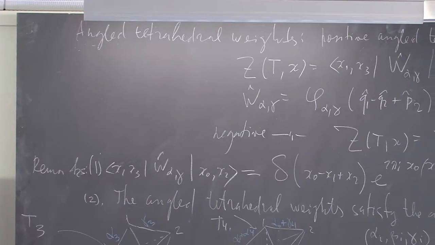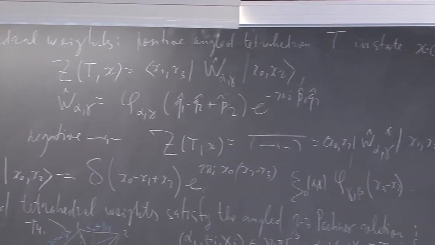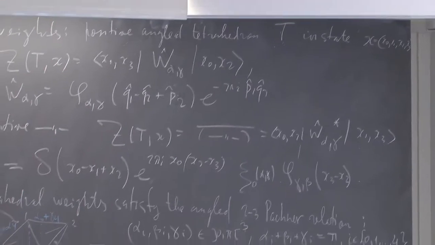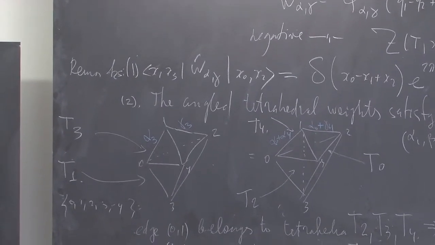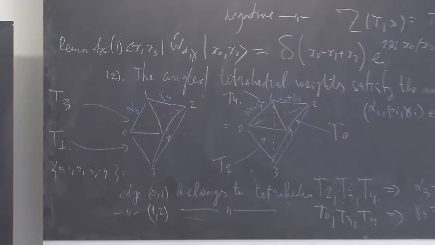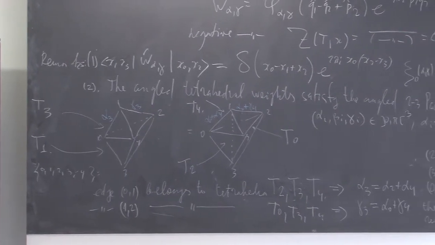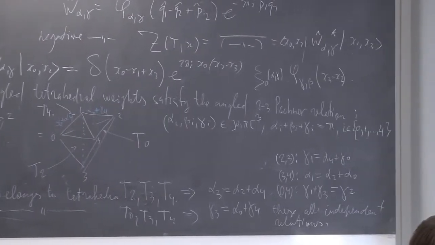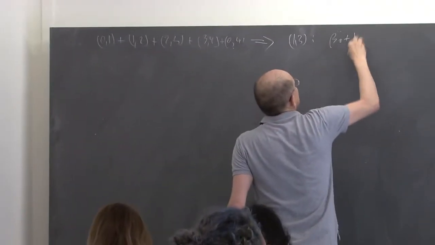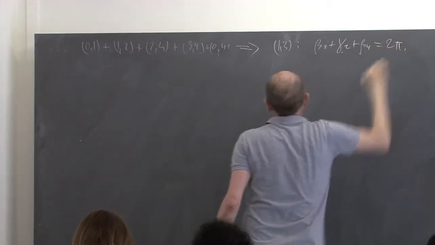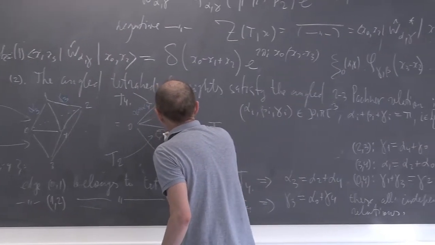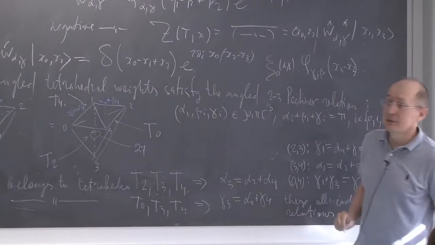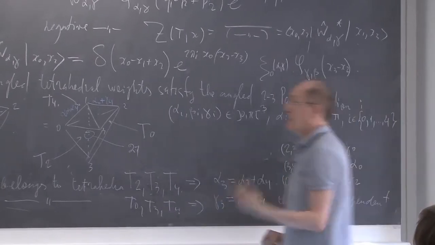So 0, 1 plus 1, 2 plus 2, 3 plus 3, 4 plus 4 for 0 or 0, 4 is a condition on around edge 1, 3, which tells us that beta 0 plus gamma 2 plus beta 4 is equal to pi. Which means that the angle around this edge is 2 pi, which is geometrically very, very nice.